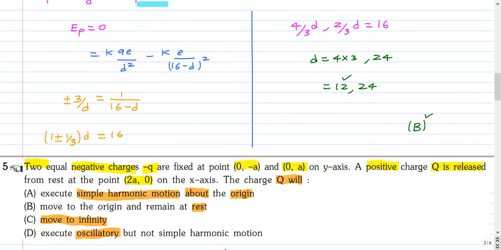This is the next question. 2 equal negative charges minus q are fixed at points 0, minus a and 0, plus a on the y-axis. A positive charge Q is released from rest at the point 2a, 0 on the x-axis. The charge Q will, option A, execute simple harmonic motion about the origin. Option B, move to the origin and remain at rest. Option C, move to infinity. Option D, execute oscillatory motion but not simple harmonic motion. You can pause the video and attempt this question.